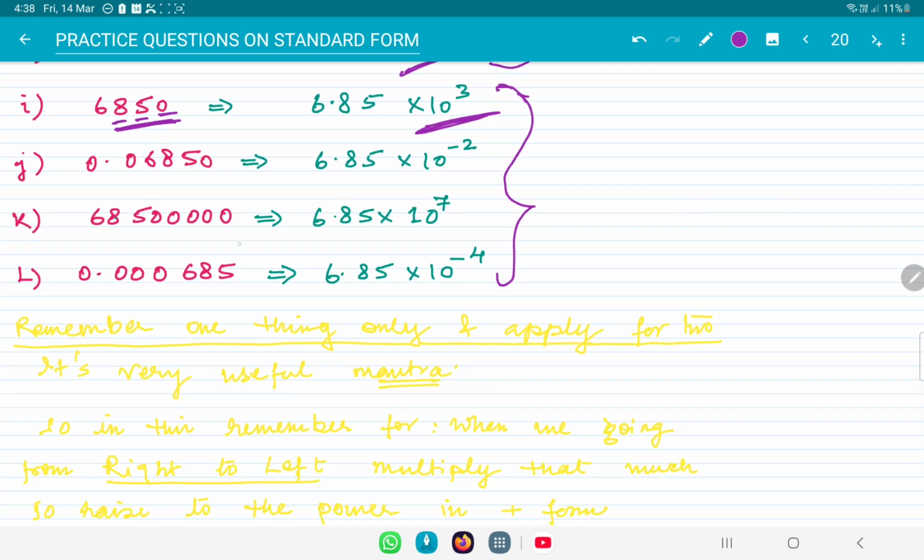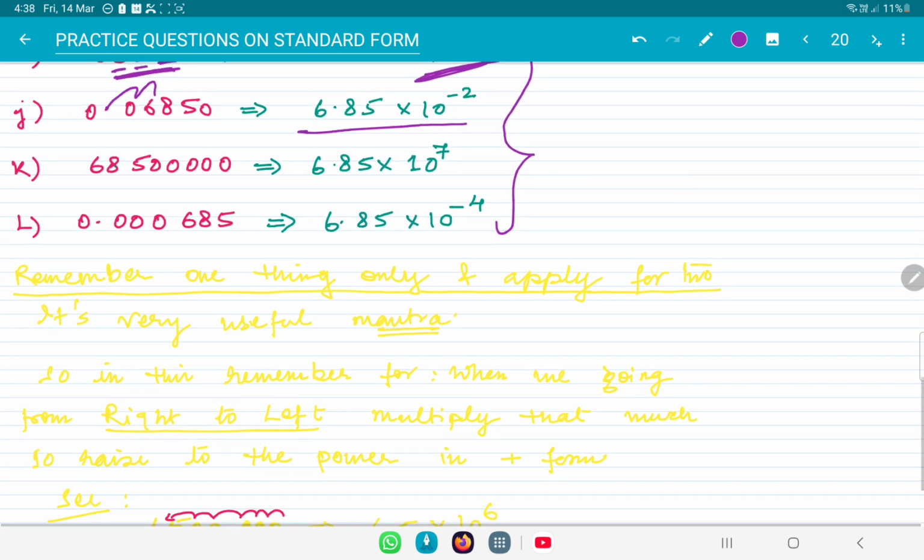Instead of 6850, if it is 0.06850, we have to move from left to right. Left to right, how many digits? 1 and 2. So 10 raised to the power minus 2, and our final answer will be 6.85 into 10 raised to the power minus 2.